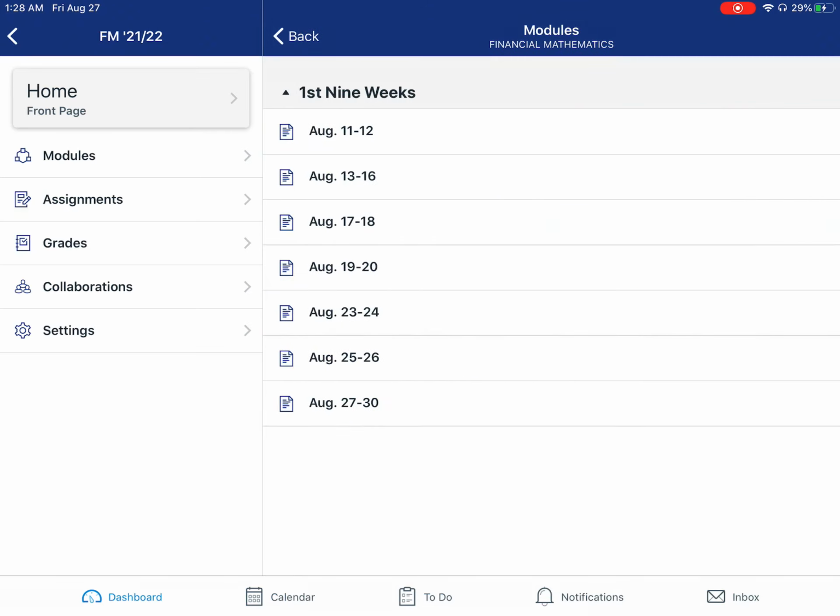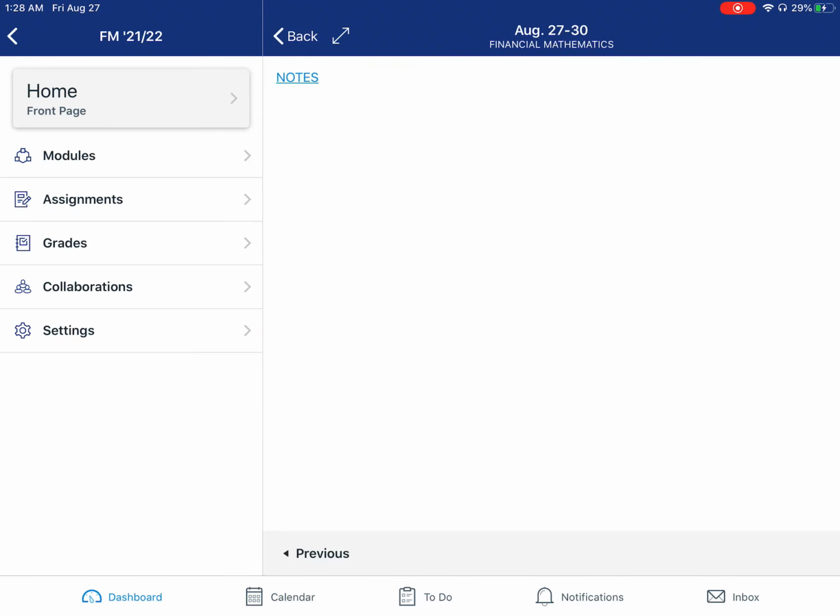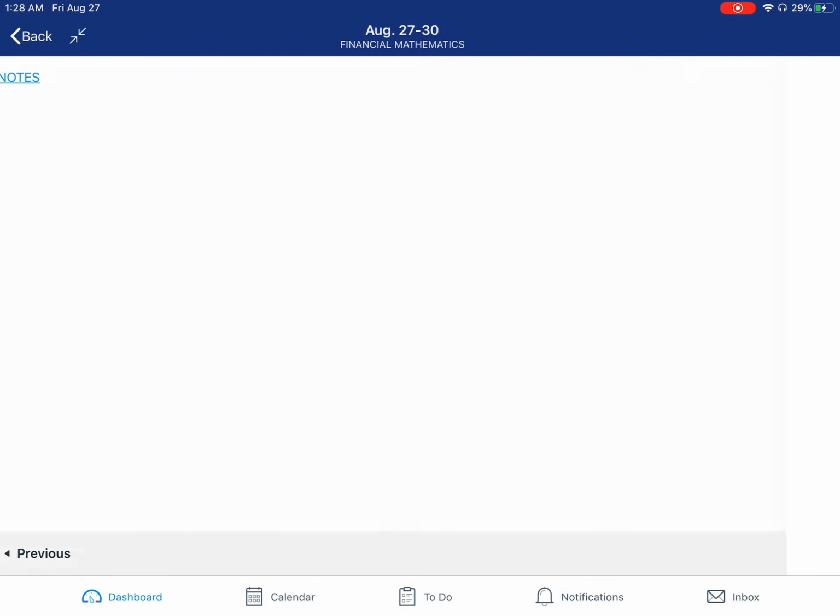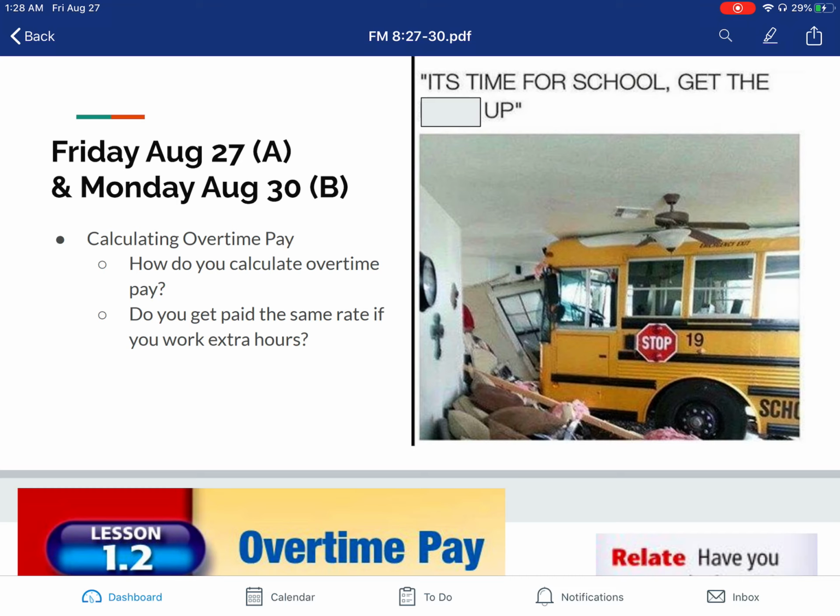So click on modules in Canvas and go ahead and click on August 27, today's notes, and open those up. We are going to talk about a new topic today, so make sure you get these notes jotted down and saved into Canvas so that later on when I do get back, we can make sure we go over and review this. Today we're going to talk about calculating overtime pay. How do you calculate overtime pay, and do you get paid the same rate if you work extra hours?